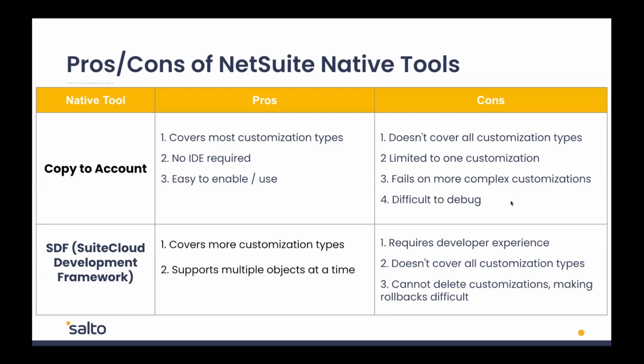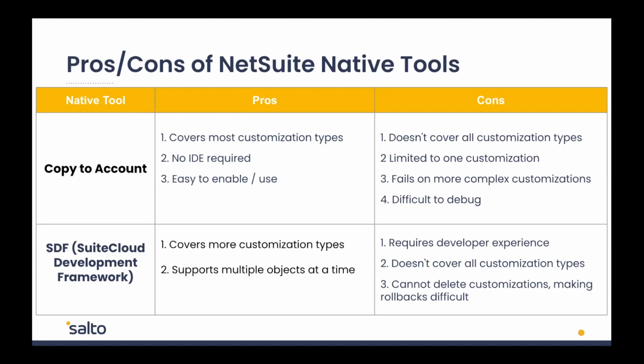The same thing for those complex customizations. When I get into something that's got multiple dependencies and kind of a more complicated web of relationships, it tends to fail. You may have run into this if you tried to push the limits of copy to account. And then debugging is not as easy as it is to start with copy to account. It is not easy to figure out what went wrong and how to fix it when it does go wrong. And we're going to see that here in a second with its basis on SDF.